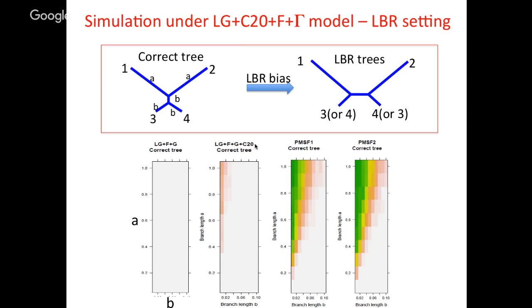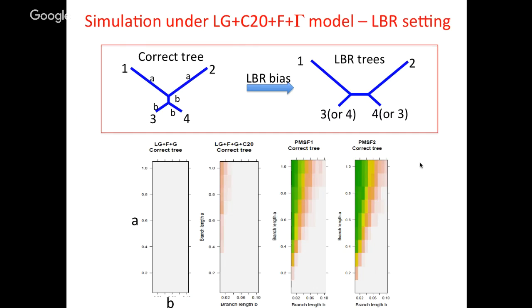In the LG plus C20 plus F, the correct model, we see a slight long branch for Pell's bias in this top corner. So there's this pink means that the estimation was not perfect. For the PMSF1 model, the correct tree, we see quite a long branch for Pell's bias in the top left-hand corner, and same for when we use the LBR tree to do the fitting of the mixture model. So that's not so good for our model, for our PMSF models.